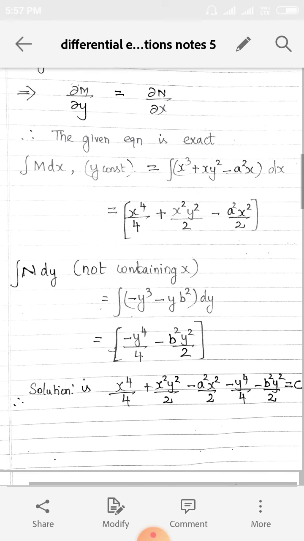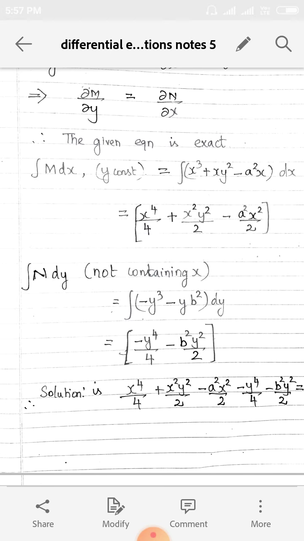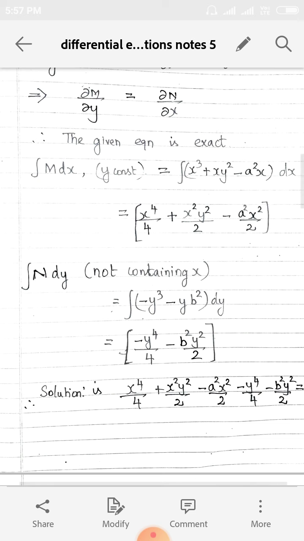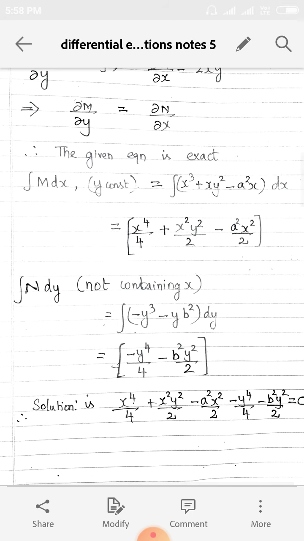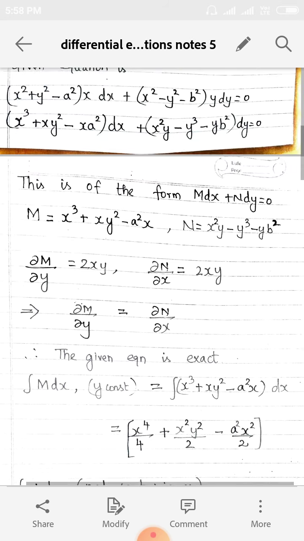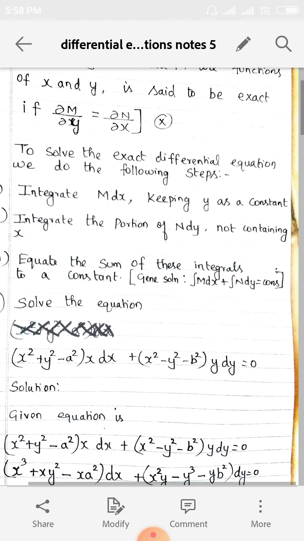Okay, next we have to find integral m dx. So next we have to find the general solution. Before finding the general solution, we have to find integral m dx. So integral m dx, see the bracket. What is the first step? See the first step, integrate m dx keeping y as a constant.